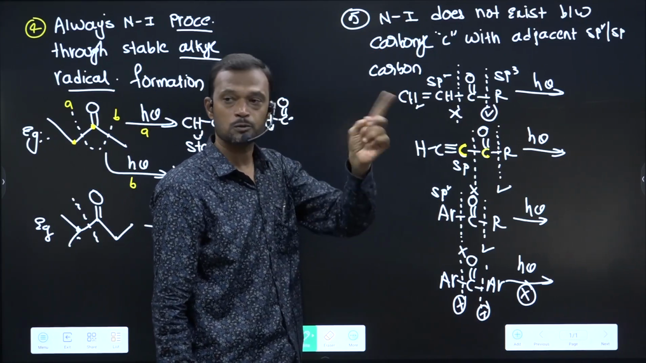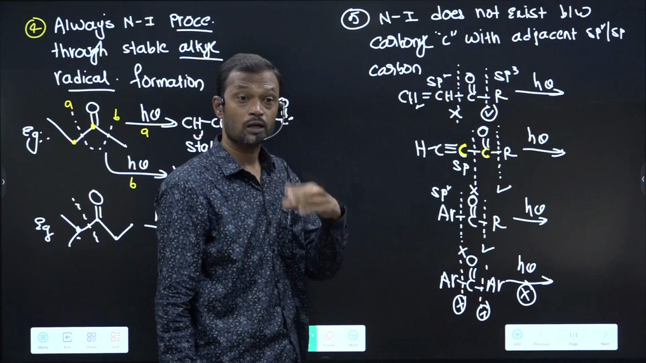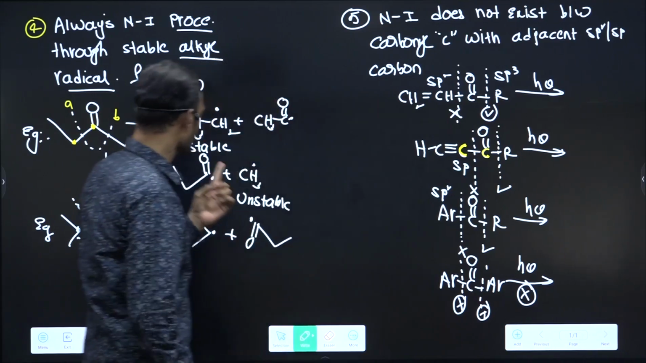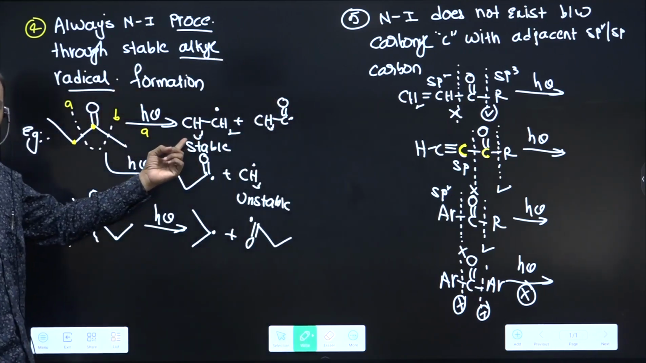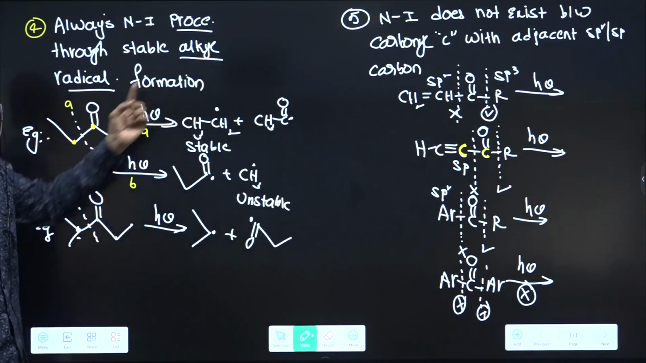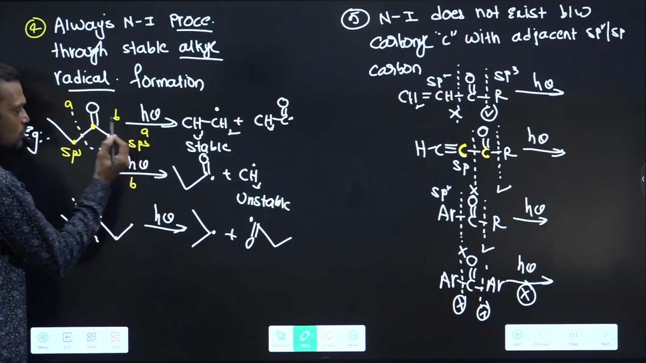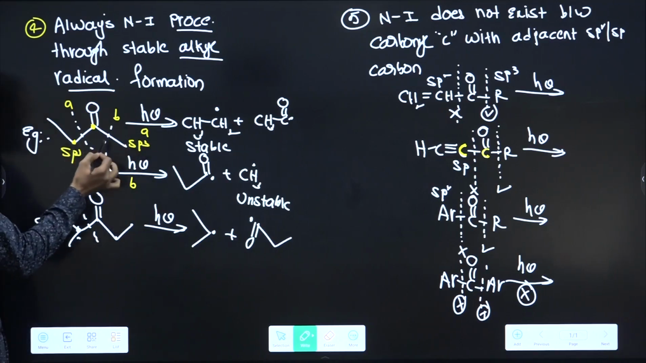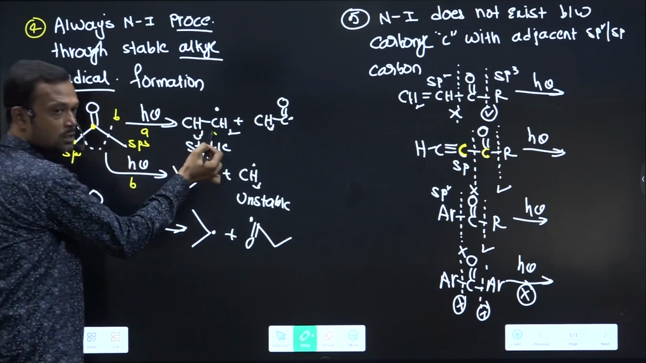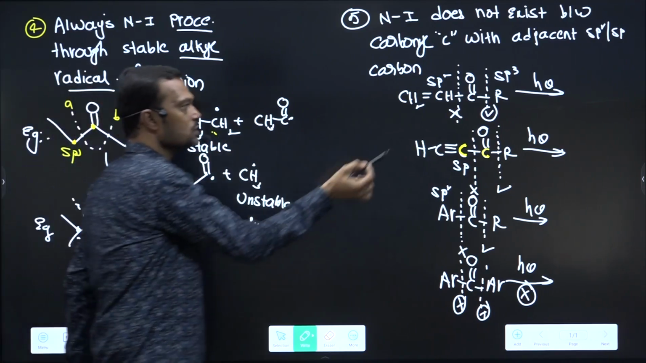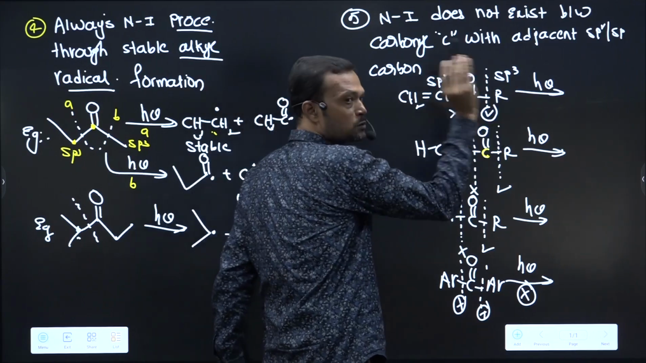Suppose two adjacent sp3 carbons are present, whichever sp3 gives the stable radical, only that side Norrish one is predominant. See, in this one, is it sp3 or not? sp3. And what about here? It is also sp3. Both sides are sp3, so cleavage on both sides is possible. Left side I am predominating because it is giving a stable radical. Suppose left side is sp2 and right side is sp3, blindly go for sp3.